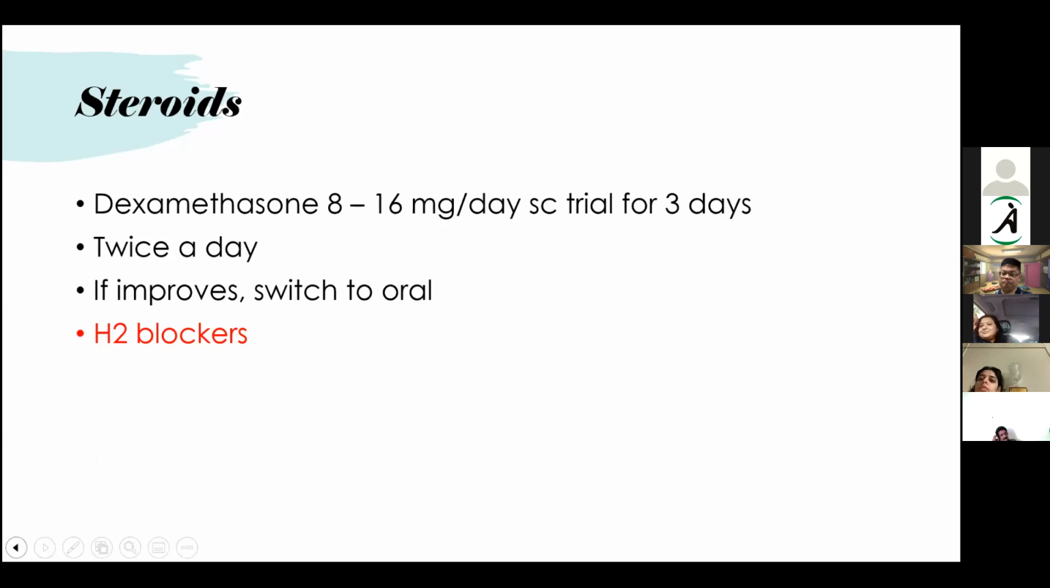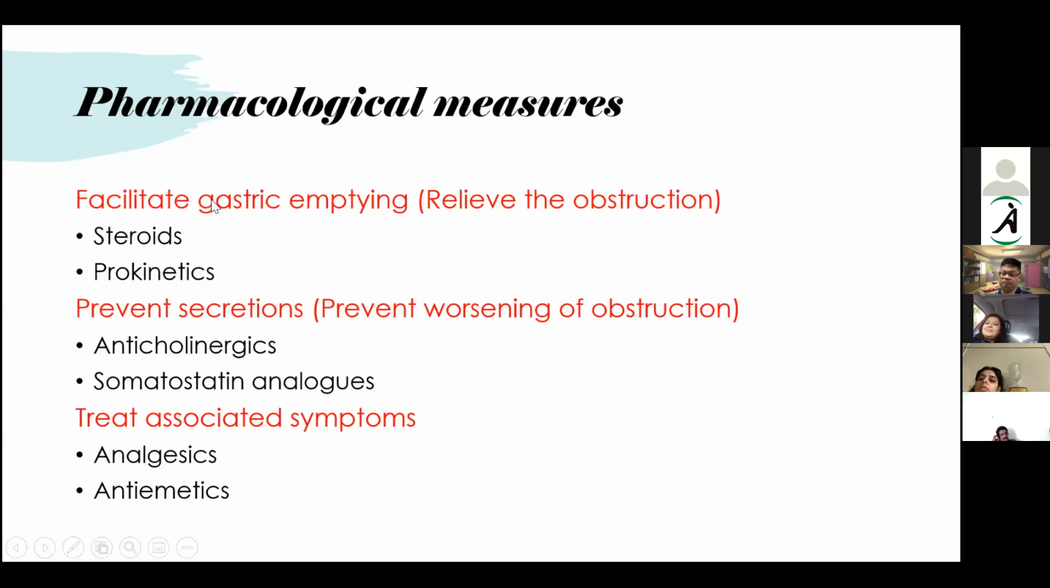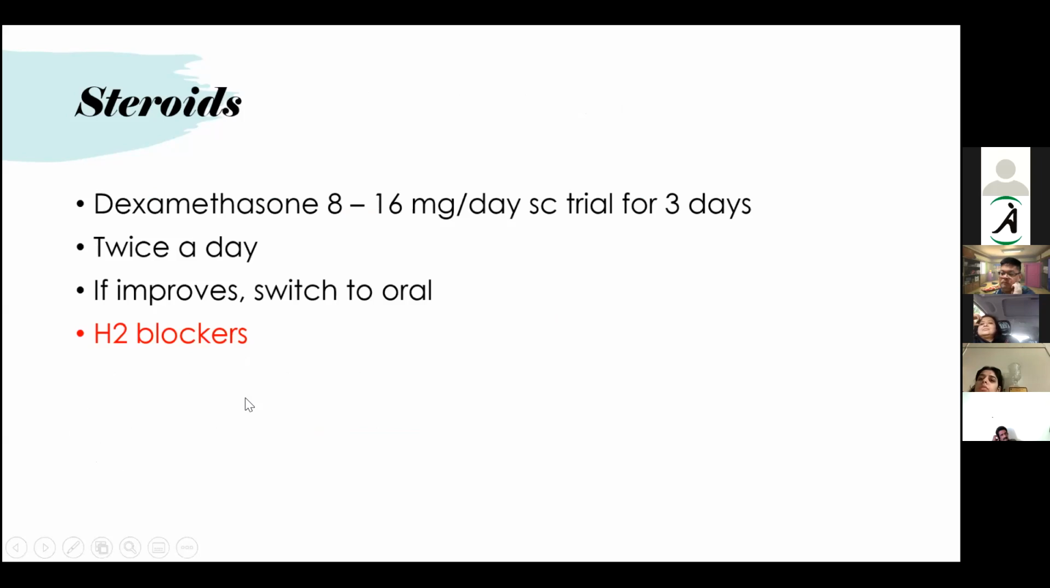So we'll go to the first class of drugs. The first class would be those which facilitate gastric emptying, which includes steroids and prokinetics. The usual steroid that we use is dexamethasone. What steroids do is reduce the peritumor edema. Universally, whenever there is a tumor, there would be some surrounding edema. And as I mentioned earlier, in bowel obstruction, after some point of time, there may be some inflammation in the bowel also, some bowel edema also. Steroids will actually reduce the inflammation and bring down the edema.